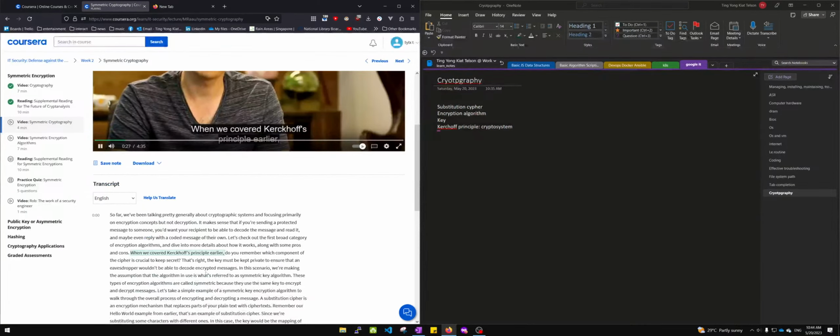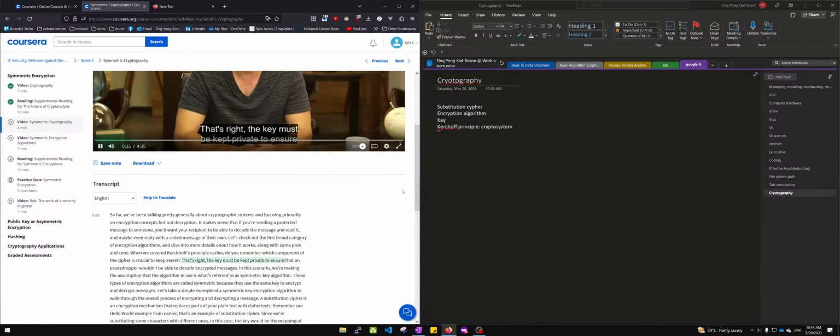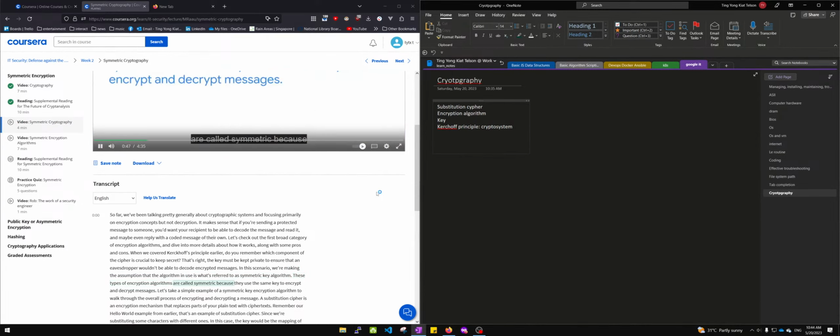When we covered Kirchhoff's principle earlier, do you remember which component of the cipher is crucial to keep secret? That's right, the key must be kept private to ensure that an eavesdropper wouldn't be able to decode encrypted messages. In this scenario, we're making the assumption that the algorithm in use is what's referred to as a symmetric key algorithm. These types of encryption algorithms are called symmetric because they use the same key to encrypt and decrypt messages.